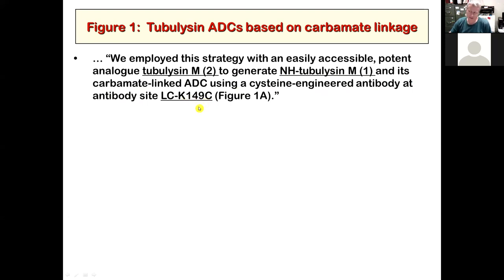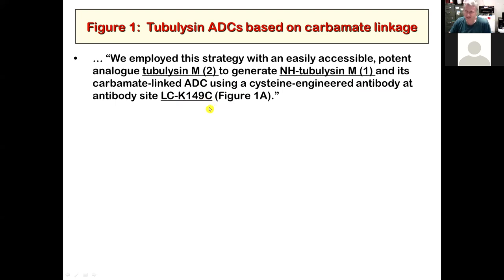K149C. What does that mean? Anybody know? Any guesses? So it's part of the antibody. What does that usually mean? A letter, number, letter. So that is a mutation site. And somebody said it: yeah, amino acid mutation. So it's a lysine that was mutated to a cysteine.